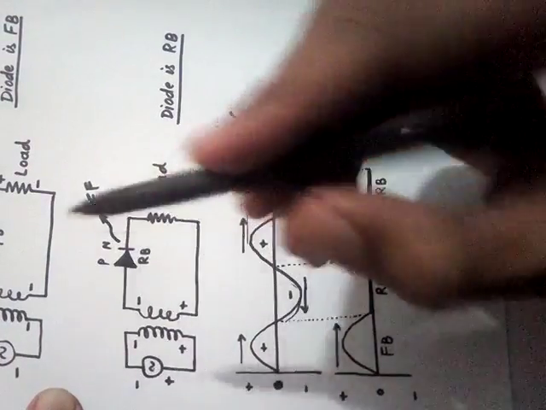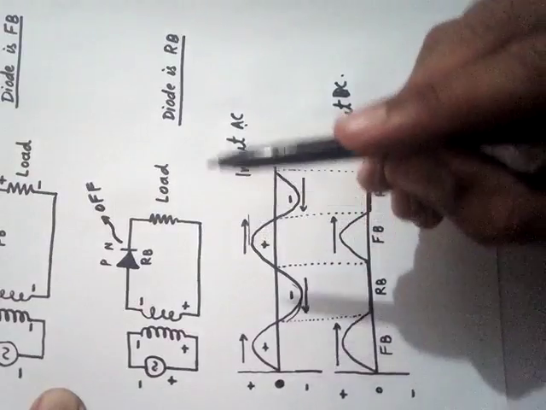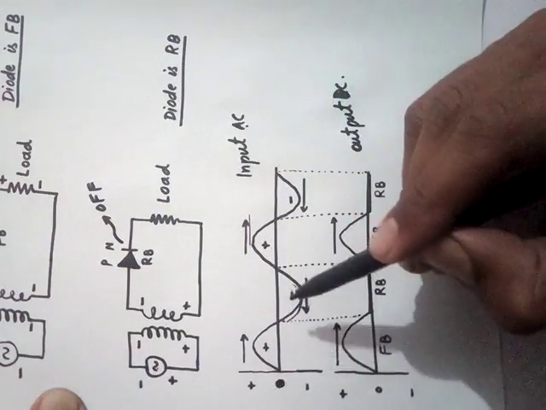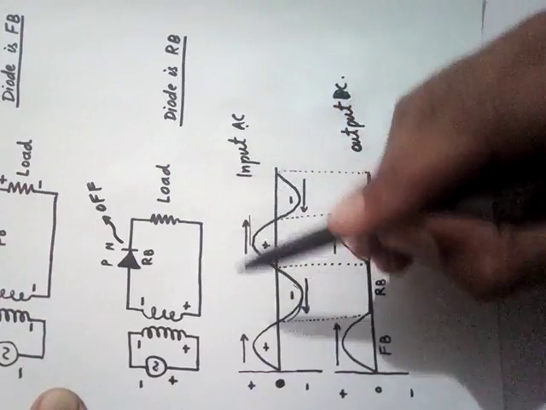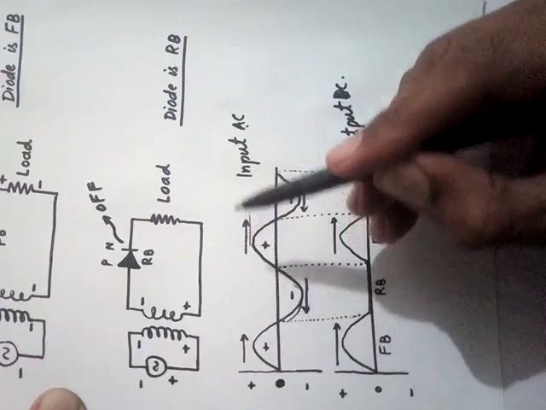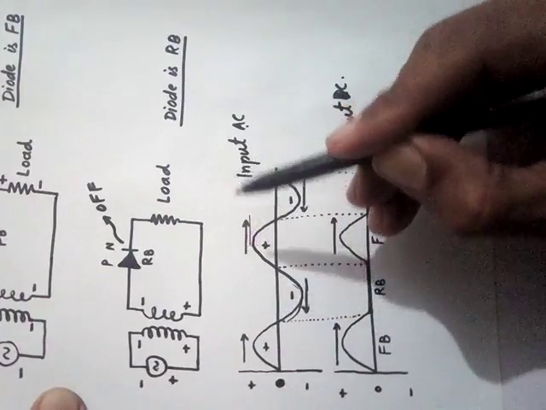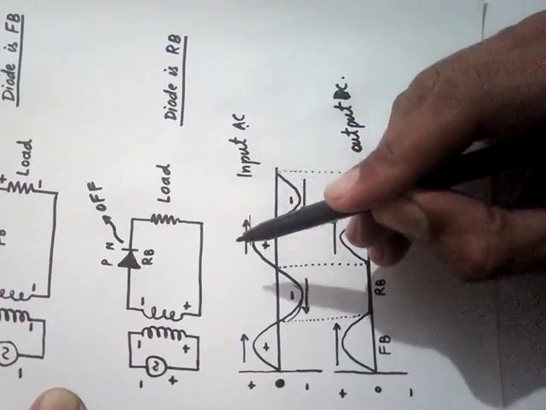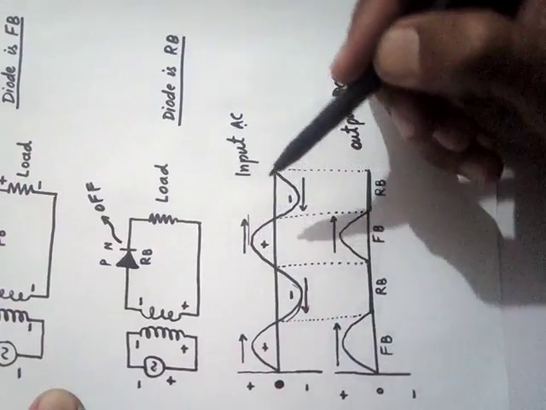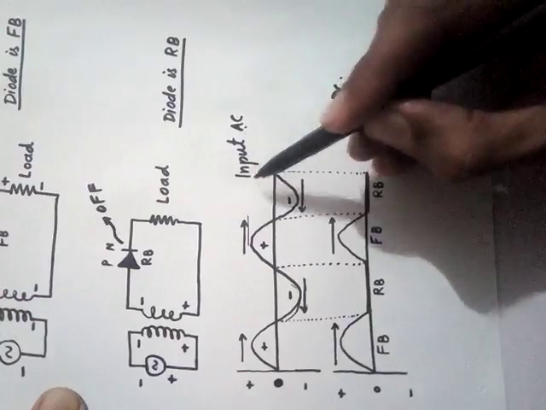Look at this marker. For example, when this marker goes right, I will take it as positive. When this marker gets back, I will take it as negative. Again positive, negative, positive, negative. Or you may say up, down, up, down, or front, back. Getting my point? This graph represents the vibration. So this is the input AC.